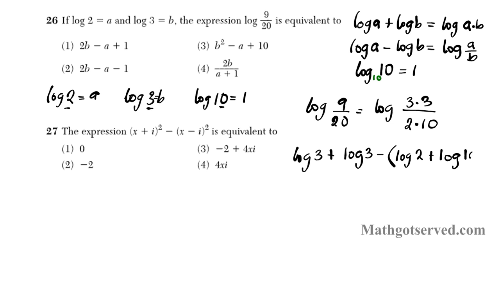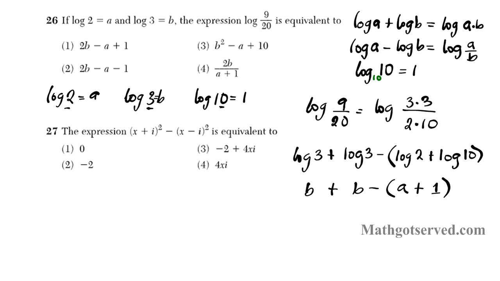This is a big mistake most people make. They forget to put the parentheses and they express this as a minus and a plus, and then you definitely fall into a trap. All right, so now we can make our substitutions. Log of 3 is b, plus log of 3 is also b, minus parenthesis, log of 2 is a, and log of 10 is 1.